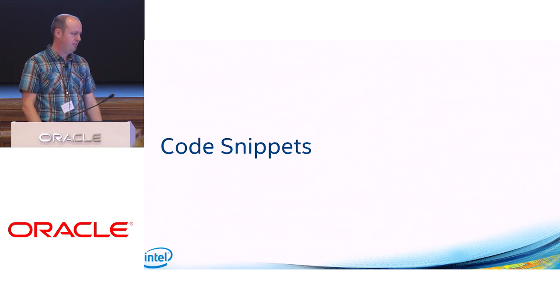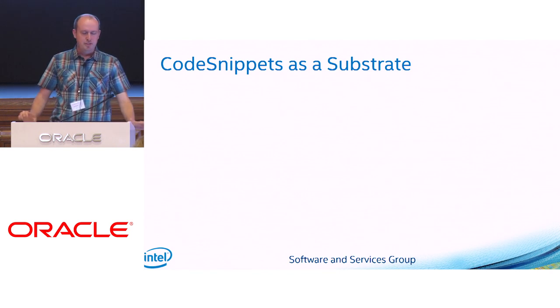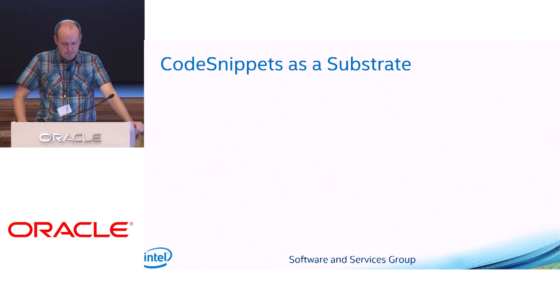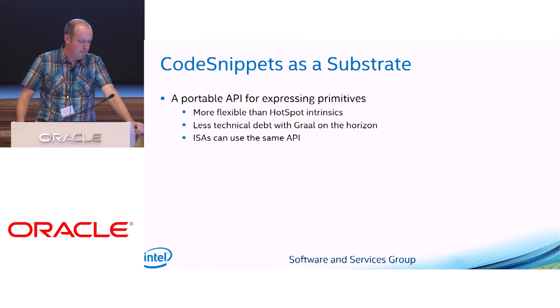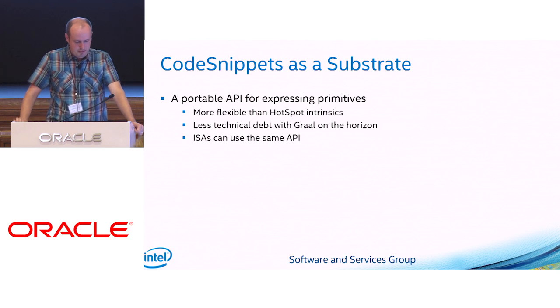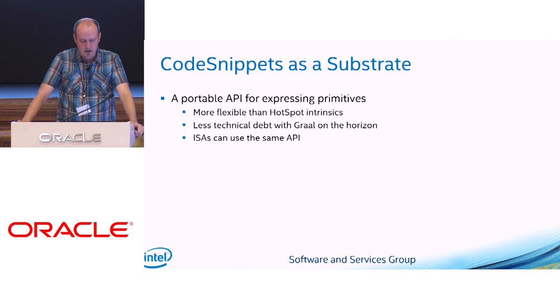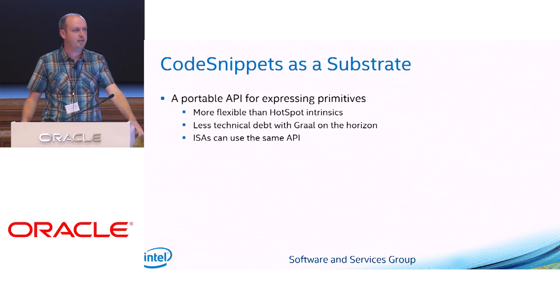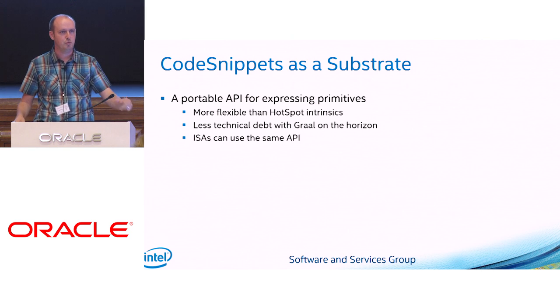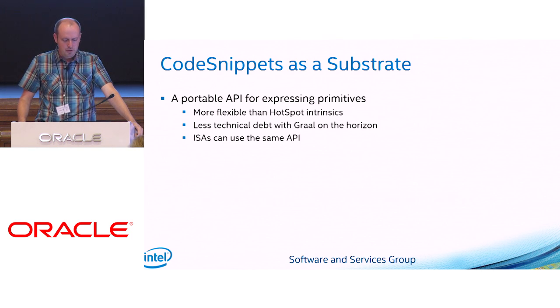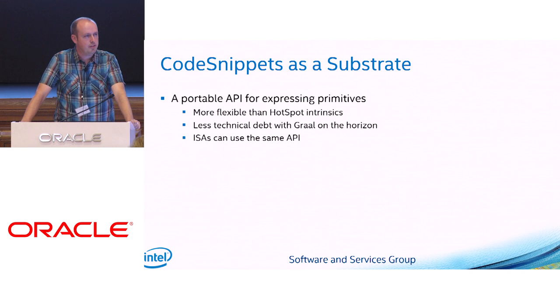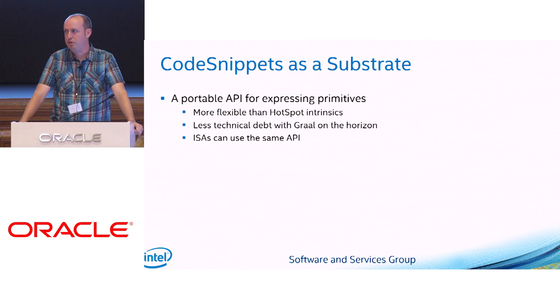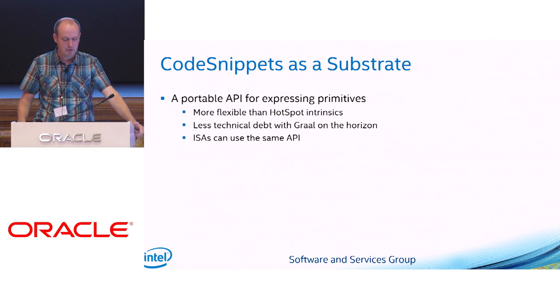So we're treating code snippets, like I said, as a substrate for our implementation. Brief review: code snippets are a portable API for expressing primitives. In our case, they're more flexible to prototype and experiment with than implementing HotSpot intrinsics, which usually involves a number of different pieces of work. Going forward with things like Graal on the horizon, encoding these things in Java has certain benefits as far as technical debt is concerned. If we do a lot more work in HotSpot and then Graal comes down the line a few years later, we don't have to do this all over again. So having it in Java is a very nice thing.